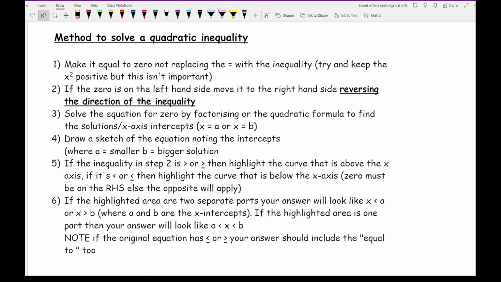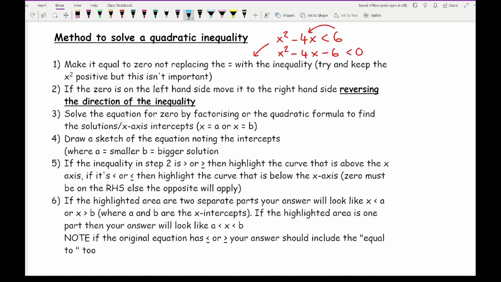Now, if the 0 is on the left-hand side, what you want to do is move it to the right-hand side, reversing the direction of the inequality. Now, this is really important. So let me just give you a brief example of the first one. If we had x squared minus 4x is less than 6, what you want to do is make that equal to 0. So we'd write that as x squared minus 4x minus 6 is less than 0.